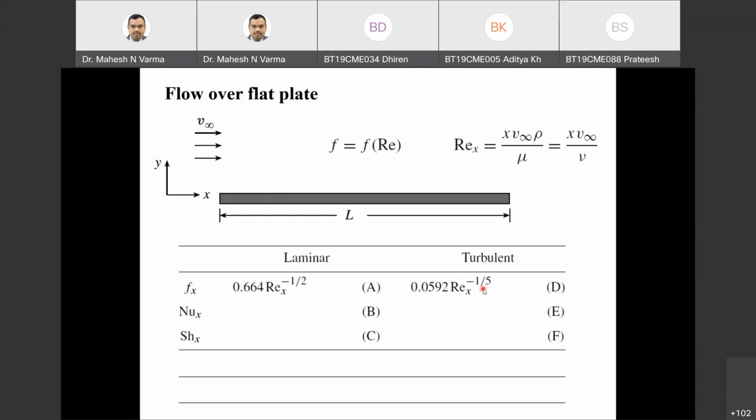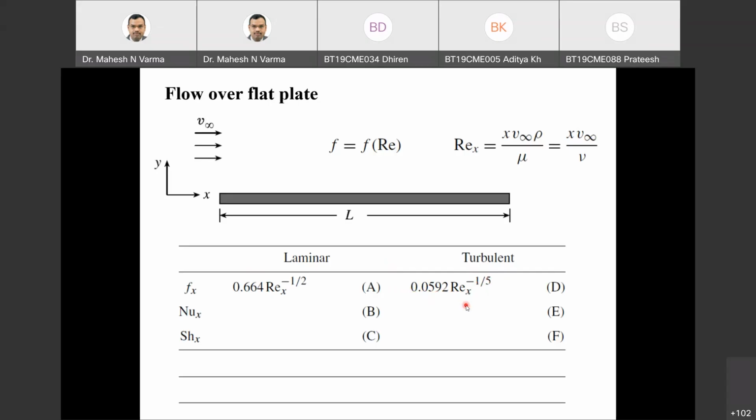Experimental equation means a large number of experiments are done, and they have fitted the Reynolds number with the wall flux, and wall flux is related to the friction factor. So the friction factor is 0.592 times Reynolds number raised to the power 1 by 5. This is what their observation is, their observation for turbulent flow.